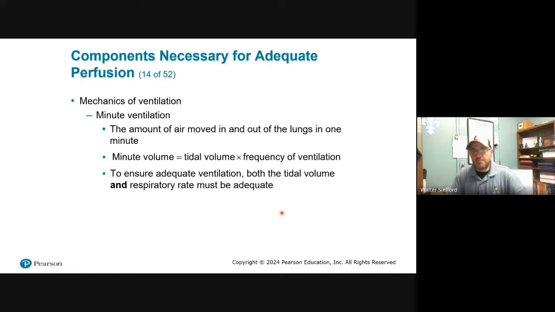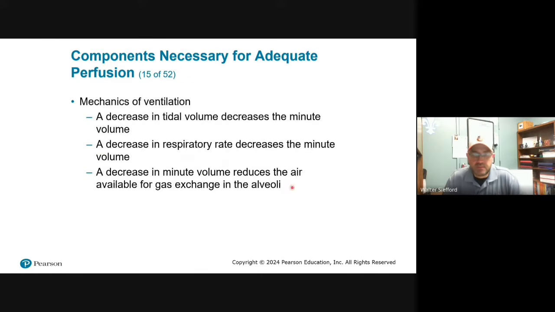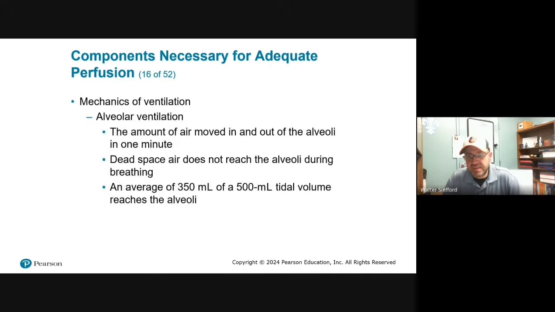If we need more oxygen around the body, more minute ventilation, we can increase the tidal volume, or we can increase the frequency of ventilation, or we can do both. Ideally, we want to do a little bit of both, but they can also compensate for each other. So if you're not able to take in a good tidal volume, we can increase the frequency of ventilation, and that's still going to give us that total volume out. And lo and behold, that's exactly what we just said.